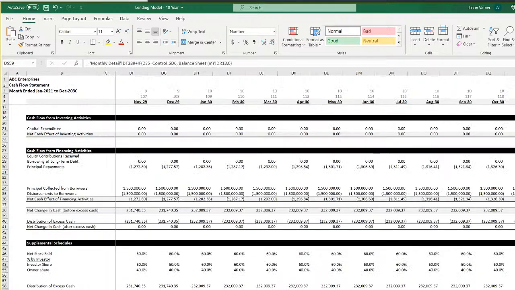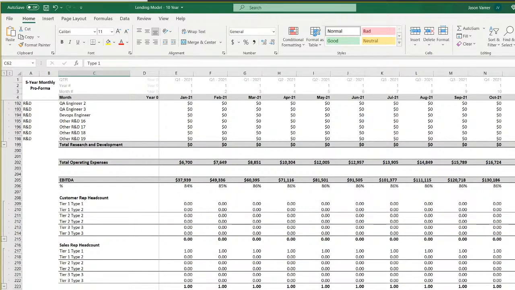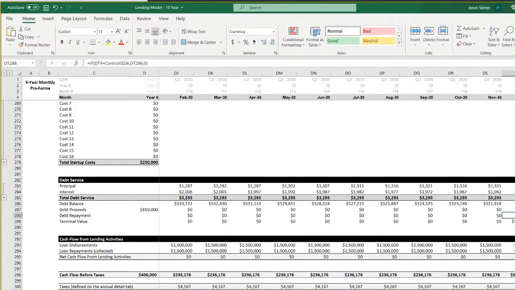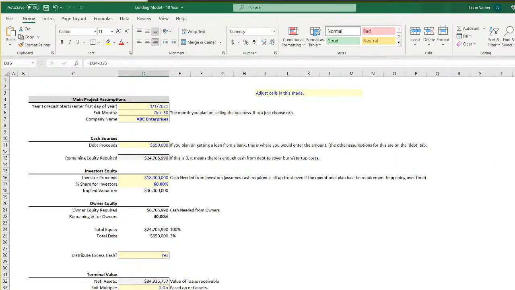I'm just trying to show you real quick, the exit valuation is taking the debt off. So if I go to terminal value, you can see it's doing control tab D36 minus DT288, which is the sell rate above it, debt repayment. And then the control tab D36 is this net value, which is just assets against any seller fees. So that's the whole thing.